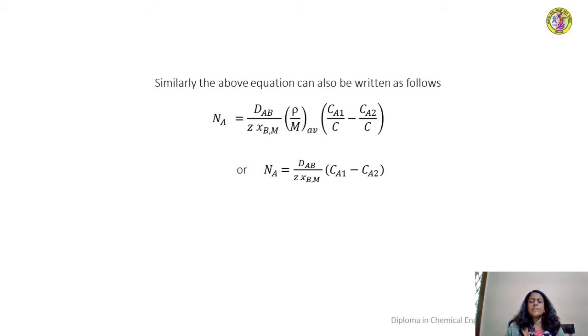Now this equation is again of the form rate equals coefficient into concentration difference. So that DAB is the diffusivity of A into B, Z is the diffusion distance, and xBm is the log mean mole fraction of component B. All together they represent a group of constants giving you the coefficient for the given equation of flux.